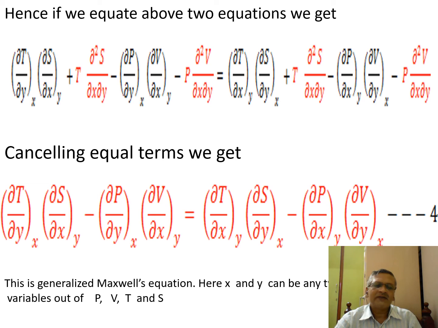Therefore, the first term of the second part is ∂s/∂x, where we keep y constant, minus ∂p/∂y keeping x constant, ∂v/∂x keeping y constant, is equal to ∂t/∂x keeping y constant, ∂s/∂y keeping x constant, minus ∂p/∂x keeping y constant into ∂v/∂y keeping x constant. So we can remember very easily: TSPV, TSPV, ∂y ∂x, ∂x ∂y. In this way, we can easily remember this generalized Maxwell's thermodynamical equation.